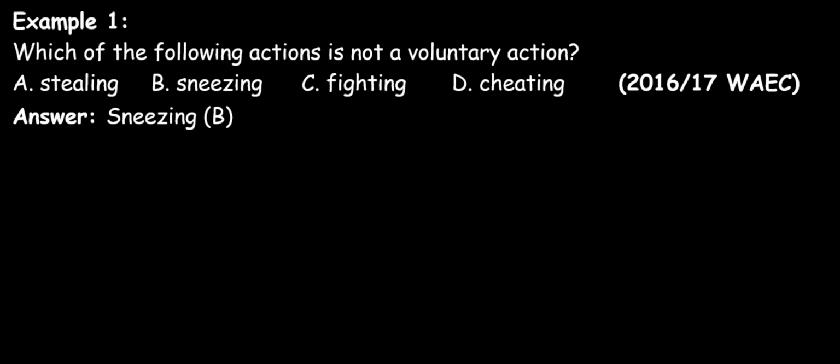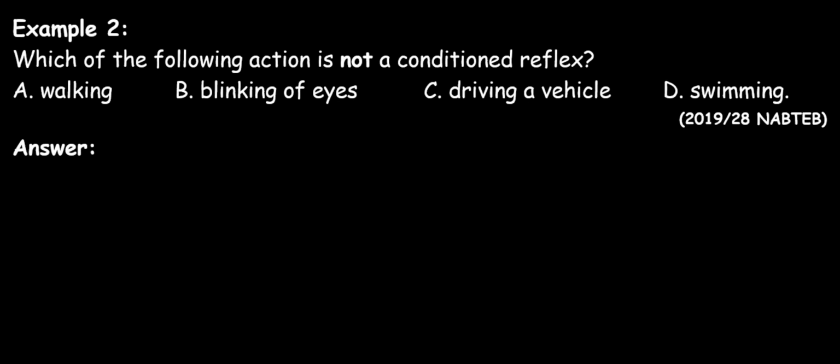The next question says, which of the following actions is not a conditioned reflex? A. Walking, B. Blinking of eyes, C. Driving a vehicle, D. Swimming. Remember, we say that a conditioned reflex is a learned response after birth, and it takes time to learn them, but once they have been learned, they are performed very fast and efficiently. Of the options given, the only one that is not a conditioned reflex is blinking of eyes, and that is B. All the other options, walking, driving a vehicle, and swimming, are conditioned reflexes.